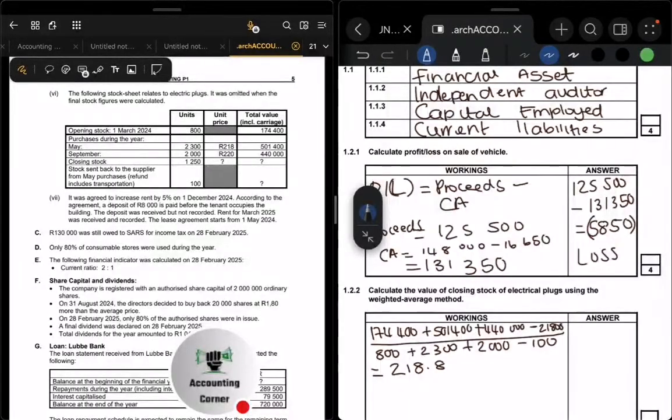218.8. And then to calculate our closing stock, that'll be 218.8 multiplied by 1,250, which will give us 273,500. And that's our final answer. Okay, questions? Okay, so we continue.